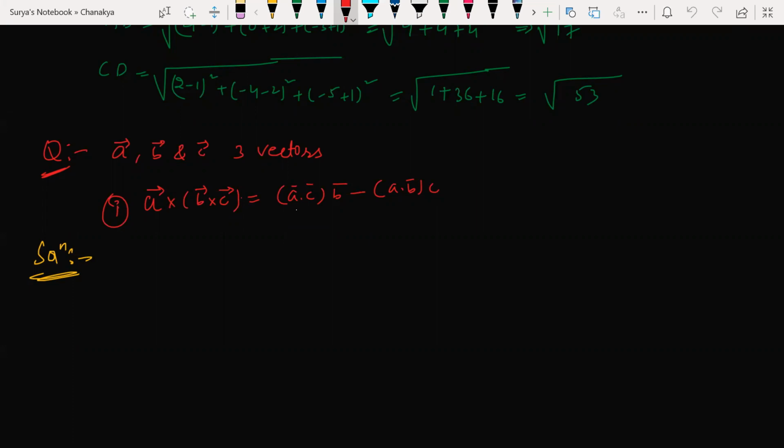So what is this? Let's see. Is this the question? Check once. A cross B cross C, right? Can you give me the question once? Here it is A cross B in brackets, sir. That bracketing. Oh, okay.